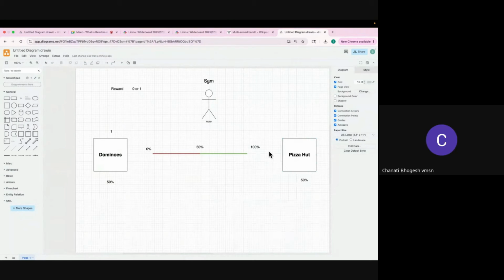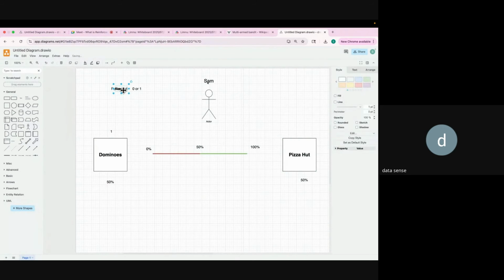But can I say that his inclination towards Domino's will increase next time? Definitely, because he had no experience at Pizza Hut, but he had a good experience at Domino's. So his inclination towards Domino's will increase. So can I say that the next time his probability of going to Domino's will be slightly more than going to Pizza Hut? Yes. Now here comes the question: how do we calculate that probability?